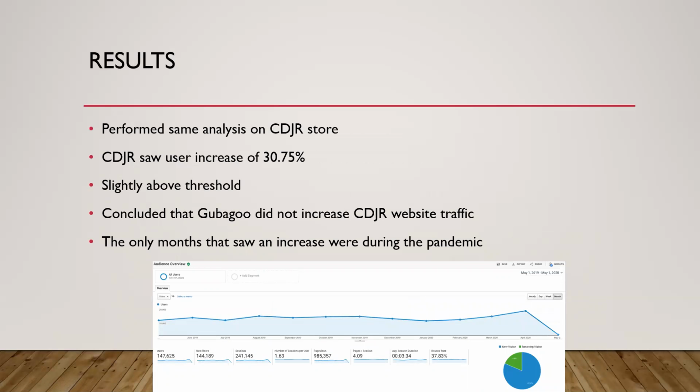However, on the CDJR side, it was still over the threshold, but only by a little. And if you look at the data down at the bottom of the audience overview, you can see that the spike over here in March and April is really the only month that it saw an increase, which would definitely be due to COVID-19. And so I don't conclude that Goo increased website traffic with CDJR due to it only increasing during the COVID-19 months.